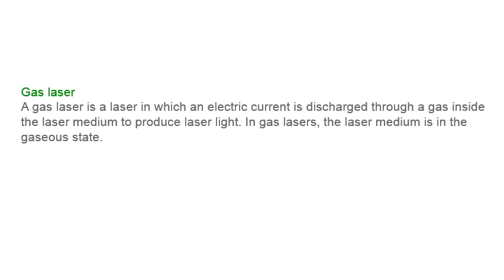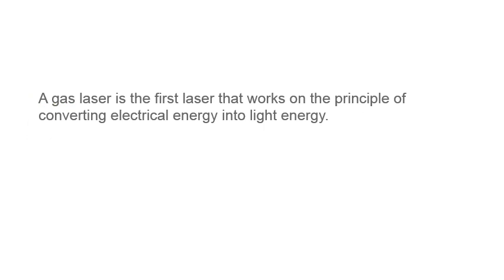As in the previous lecture we have discussed types of laser on the basis of material used. Gas laser is a laser in which electric current is discharged through a gas, which is done inside a laser medium to produce laser light. In gas laser, the laser medium is in the gaseous state. Gas laser is the first laser that works on the principle of converting electrical energy into light energy.